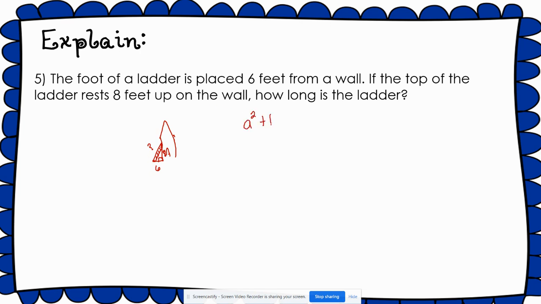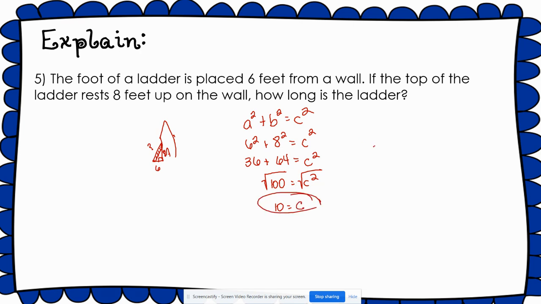So if I did a squared plus b squared equals c squared, my legs would be 6 and 8. So I would plug those in for a and b, and I'm looking for c. Well, 6 squared is 36, and 8 squared is 64. And when I add 36 plus 64, I get 100. So again, to get c by itself, I need to find the square root of both sides. And the square root of 100 is 10. The square root of c squared is c. So that means the ladder is 10 feet long.